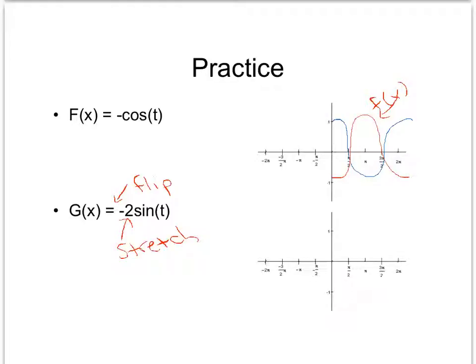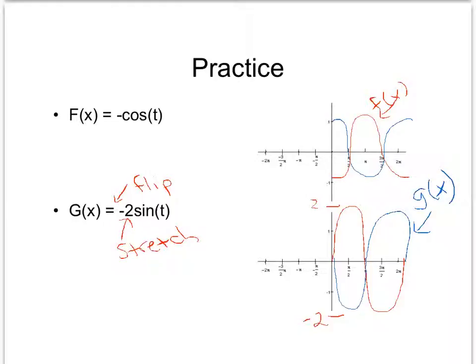What I'm going to do is start by drawing my sine of t stretched by a factor of 2. So I'm going to make it go up to 2, down to -2. So let's stretch up here. And now I also need to flip it. So I'm going to take everything I just drew and flip it upside down. And that is my final answer. If you could do that in one step, that's fine. If you can't, that's fine too.